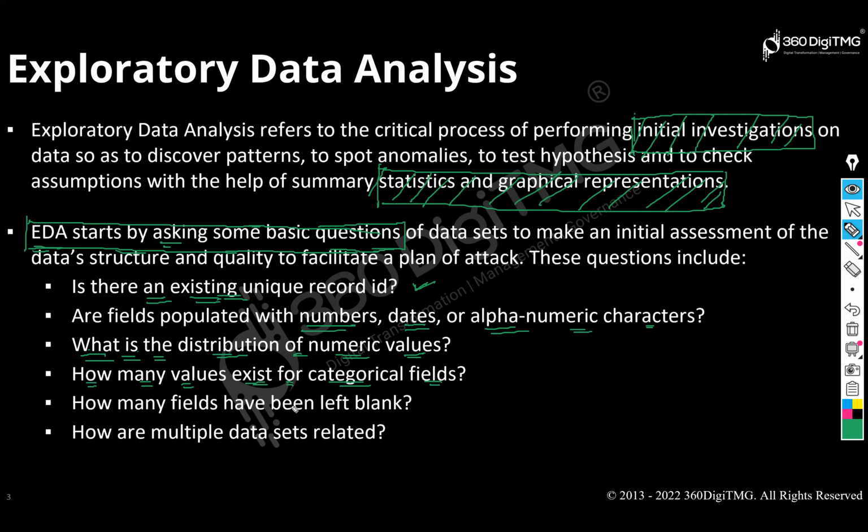How many fields have been left blank? How many multiple data sets are related? So, how many are unique? Are there numbers, dates, or alphanumeric values? Whether the distribution is numerical or categorical, then what type of distribution it is? Then how many values exist for a categorical field? Are there any null or missing values present? So these are the analyses you will make. That is the first question you will raise on it. Done.